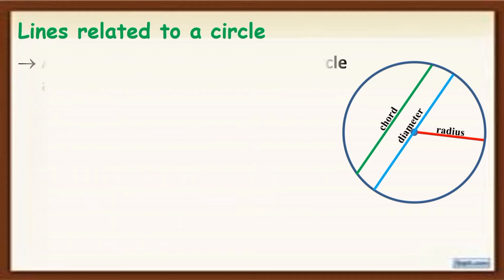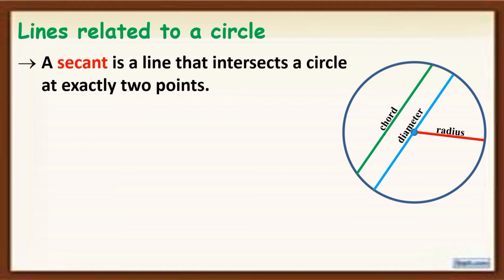Next is a secant. A secant is a line that intersects a circle at exactly 2 points. So again, when we say secant, it is a line that intersects a circle at exactly 2 points. So this one is an example of a secant.